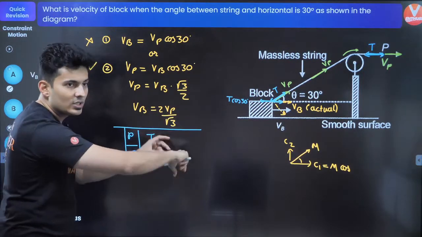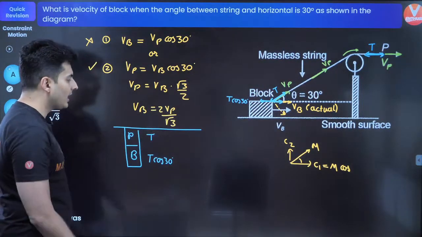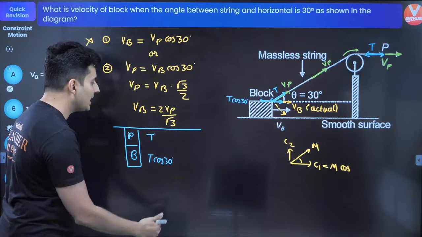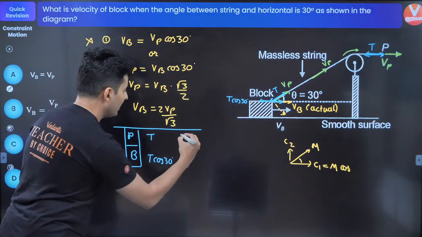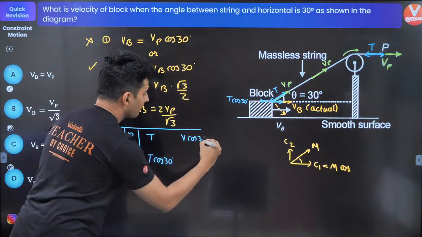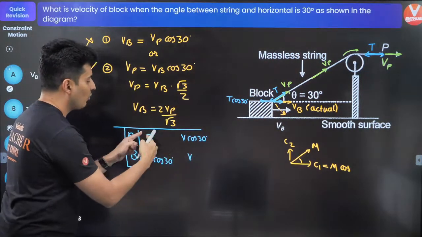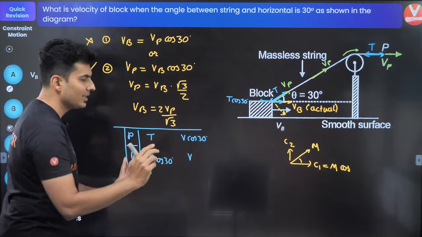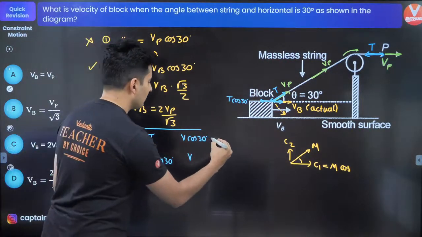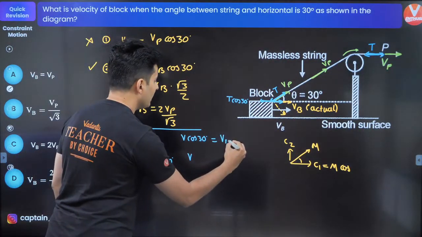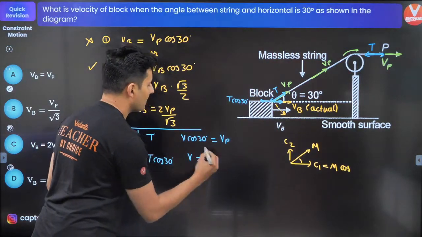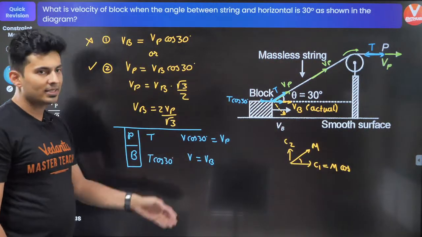So the velocities or accelerations will be exactly inverse. For P, the velocity will be V cos 30, and for this one, it will be just V. If this is 1:cos 30, this will be cos 30:1. So that's it. This will be equal to Vp, this will be equal to Vb. As simple as that. You can see you will still get the same answer.